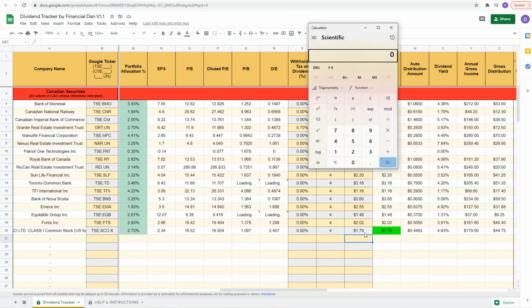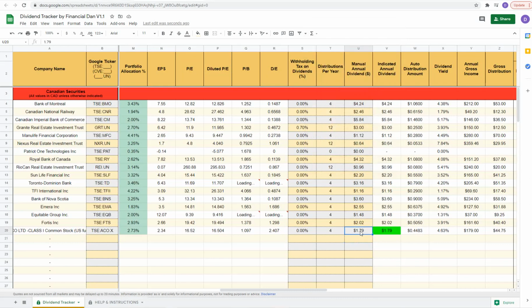So if we just open up a calculator here and multiply 0.4483, which you can find this information on the Morningstar website that we just went to. But since it's here, we'll go 0.4483 and multiply it by 4 distributions per year. You can see that it's actually $1.7932. So what we're going to want to do is enter that in right here. So 1.7932, and of course that'll clear the flag.